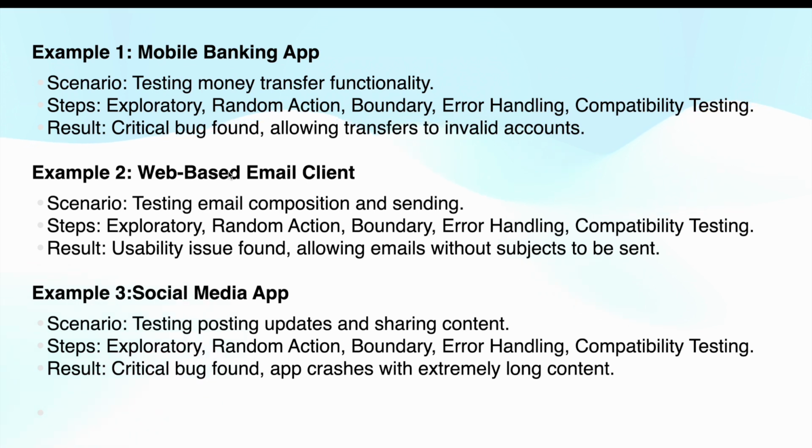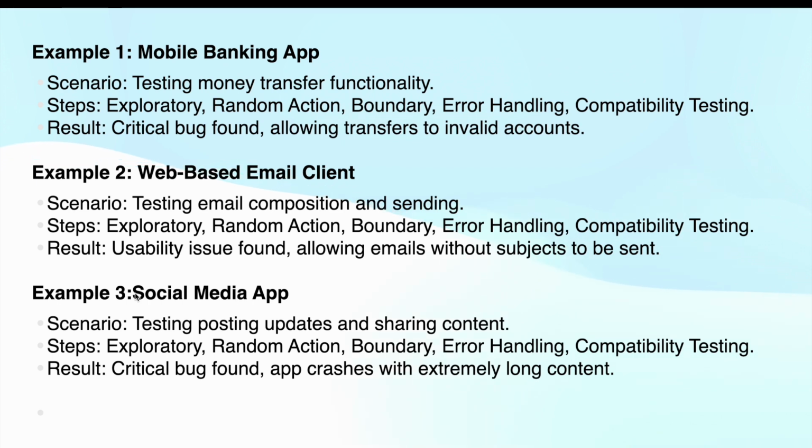So during Adhoc testing, you discover that the application allows the user to send an email without a subject, but it does not display any warning message. This is a usability issue that could confuse users. Then in the third example, suppose you are testing a social media application that has undergone formal testing, like all kinds of testing: unit, integration, and system.